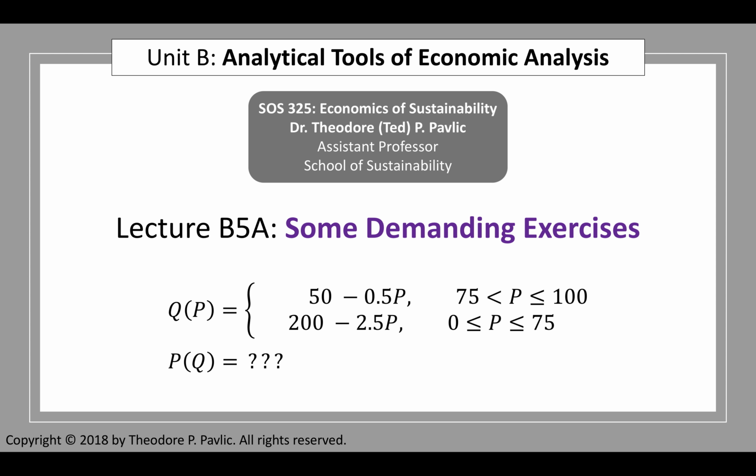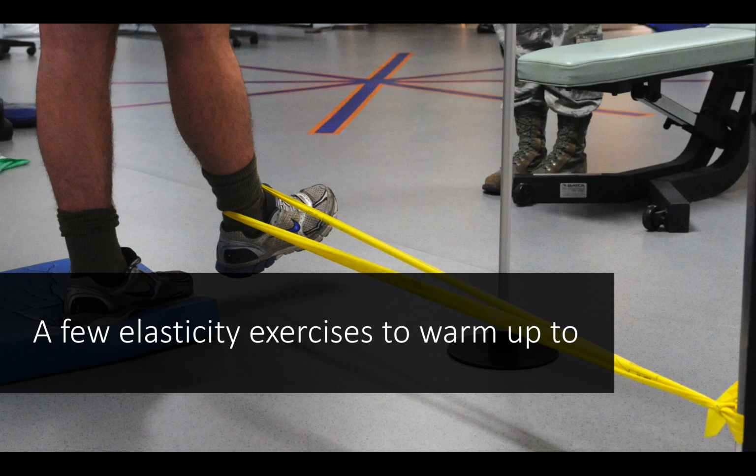Hi folks, just wanted to give you an activity to follow up from lecture B5 with a couple of concrete examples of some of the quantitative exercises that you might be expected to do at this point in the course. Most of these are going to be focusing on demand functions and related concerns. So let's get warmed up here with a few PED, or price elasticity of demand, concepts.